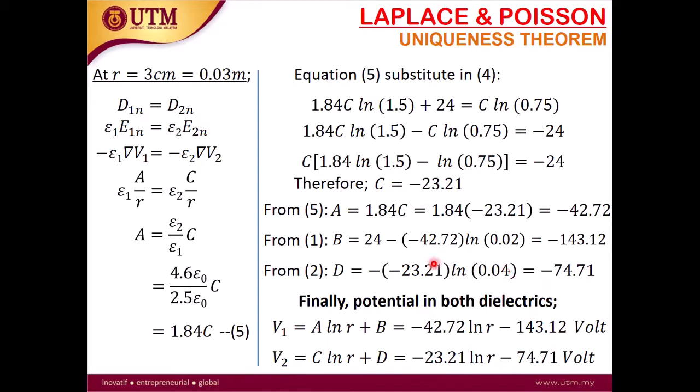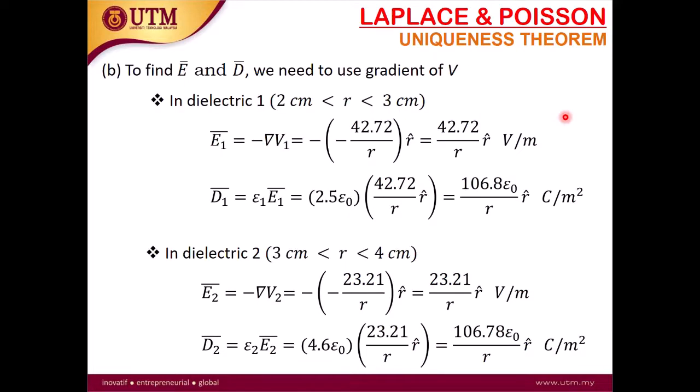Finally, we put the constants into our original equation, which is V1 equal to A ln R plus B, equal to minus 42.72 ln R minus 143.12 volts, while V2 equal to C ln R plus D, equal to minus 23.21 ln R minus 74.71 volts. For the next question, find E and D.